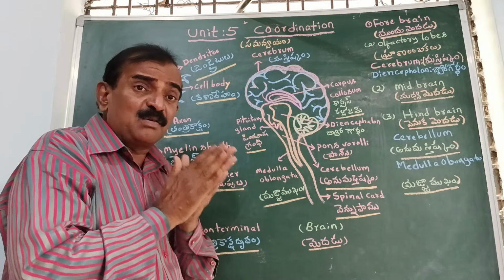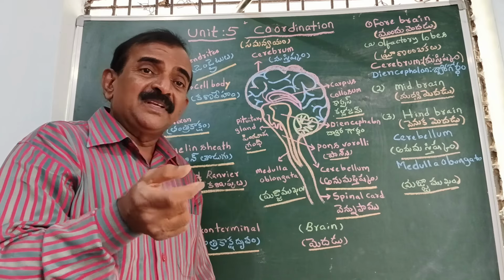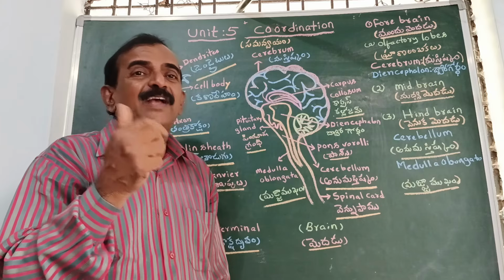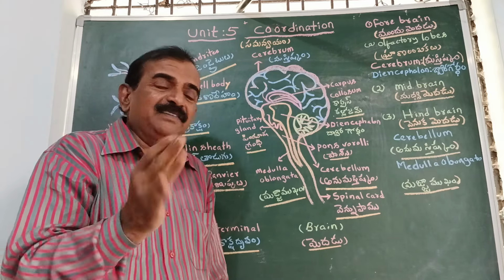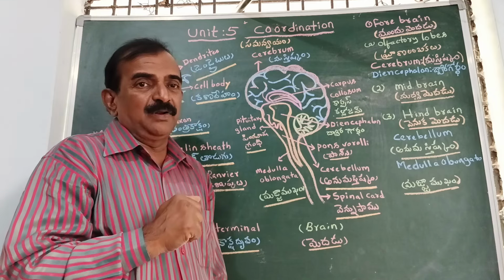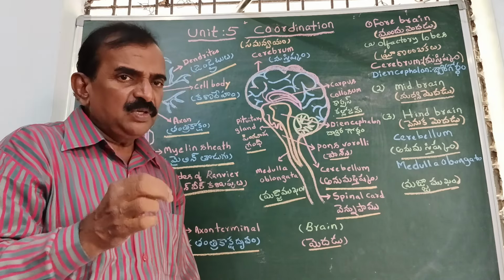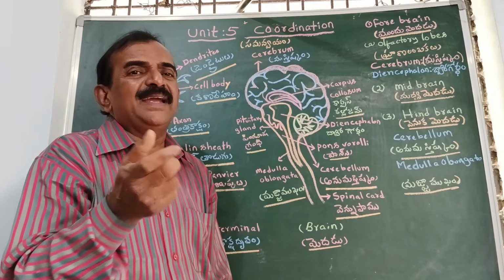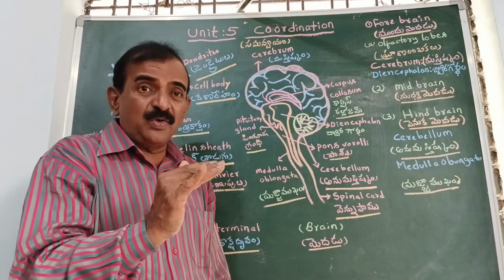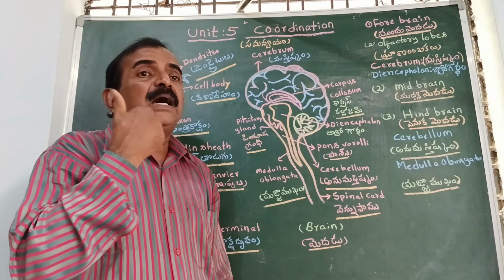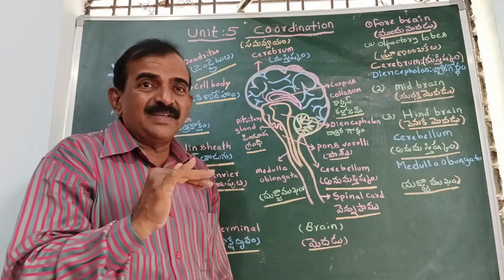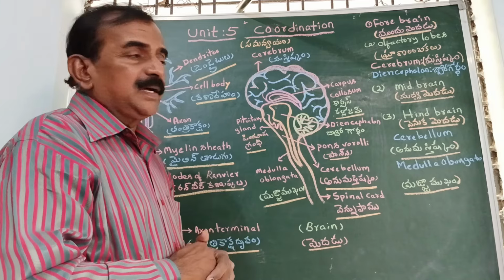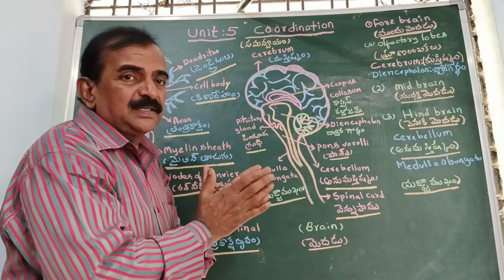And medulla oblongata consists of centers like cardiac, respiratory, blood pressure, and vasomotor activities. All these activities are under the control of medulla oblongata. It also controls and coordinates certain reflexes like swallowing, vomiting, coughing, and sneezing. These activities are also under the control of what? Medulla oblongata.